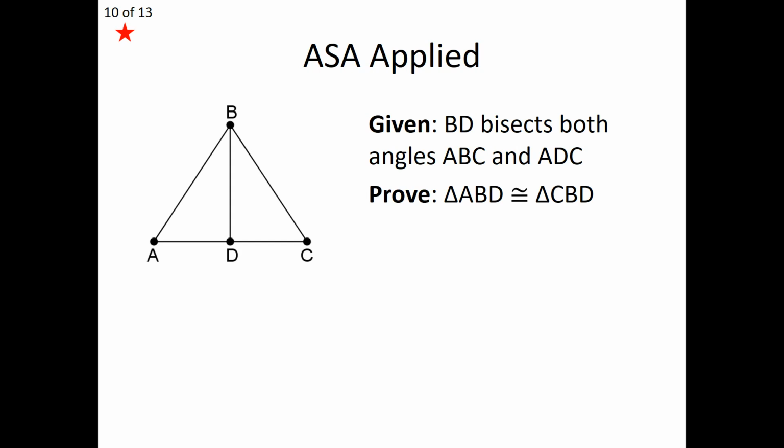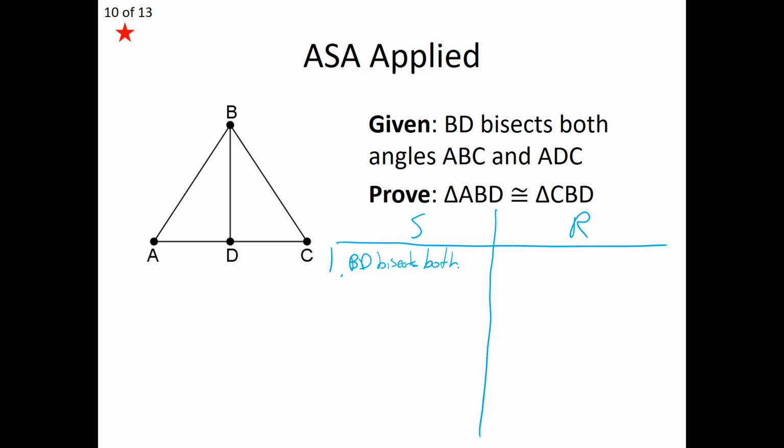So we are given that BD bisects both angles ABC and ADC. Let's prove that triangle ABD is congruent to triangle CBD. So I'm going to go ahead and set up my two column. This is actually not going to take us very long. Very nice, sweet to the point proof, actually using angle, side, angle congruence. We start off with our given: BD bisects both angles ABC and ADC.